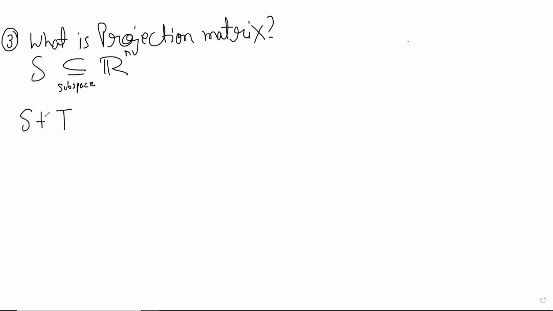So this you should explain: what does this mean? This means that every vector in R to the power n can be uniquely written as one vector from S and one vector from T. Uniquely, interesting. Can you give an example?